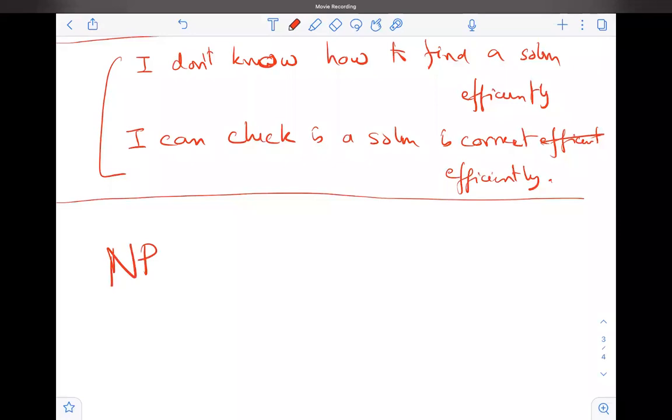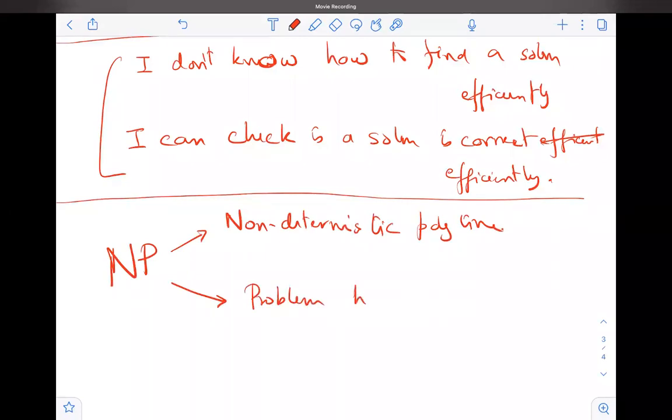It is not saying it is not polynomial time. I'm again repeating it. It is non-deterministic polytime. So basically, this is the set of all languages, the set of problems, whose solution can be verified in polytime.